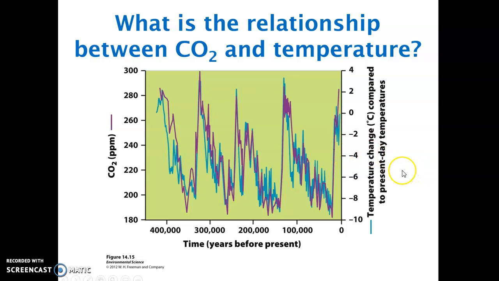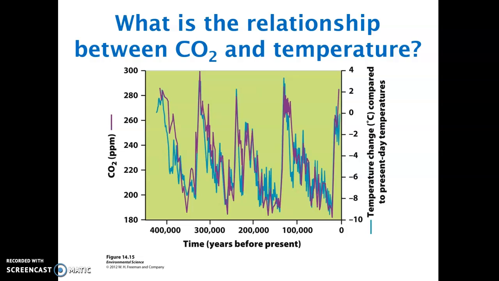Now on the right hand side, we have in the blue, the temperature change in degrees C compared to present day temperatures. So that would be based on other data such as the foraminifera that I mentioned or leaf shape. So as you can see, when the CO2 was high, the temperature was high. When the CO2 was lower in concentration, measured in parts per million, then the temperature was also lower. And they seem to coincide, pretty well, hand in glove here, where when one is up, the other's up. When one is down, the other's down.